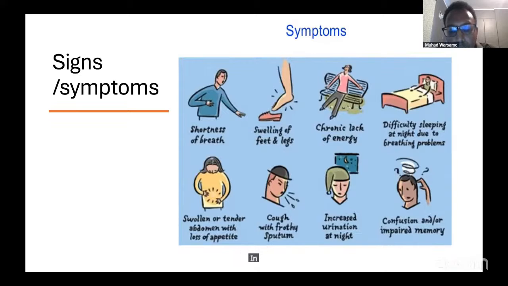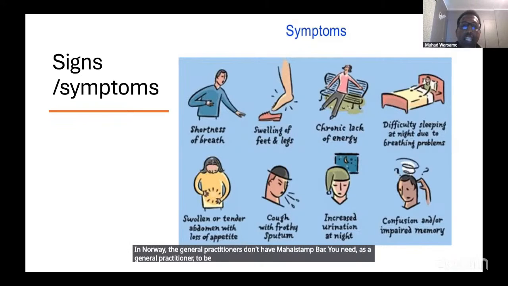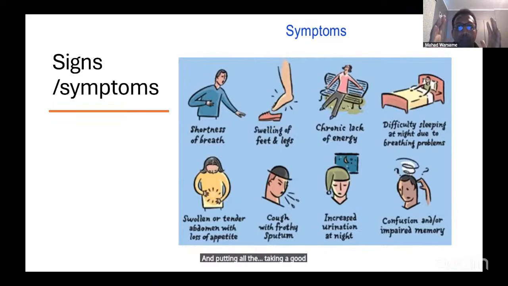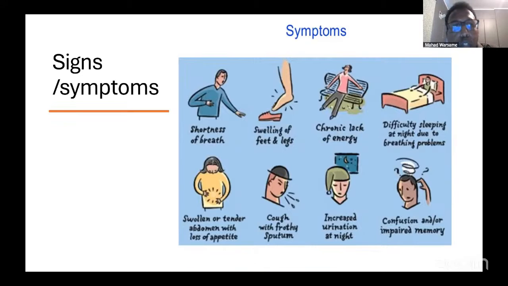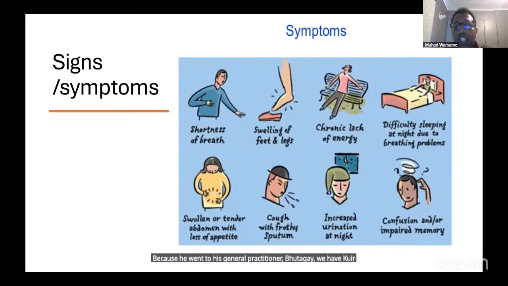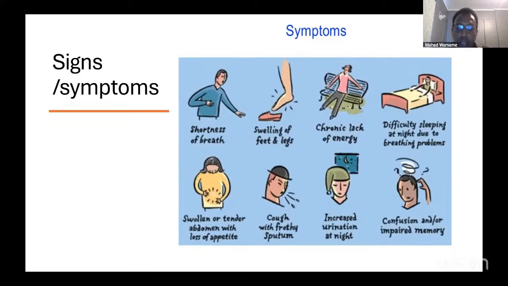Halkan xataa in Norway the general practitioners don't have baalkii qalab waaweyn. You need as a general practitioner to be very good at recognizing symptoms, taking a good clinical history and putting the symptoms together to get the diagnosis. Badanaa markay yimaadaan hospitaalka wuxuu yimaadaa asagoo heart failure oo neefta ku dhagan tahay, waxaan u geynaa ICU-ga, because he went to his general practitioner buu u tagay wuxuu ku yidhahay pneumonia baad leedahay, go and come back. Asma u qoray, asma medication buu siiyey, antibiotic buu siiyey, go and come back, wuu soo noqdaa.